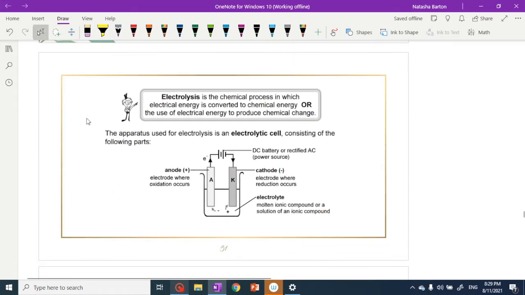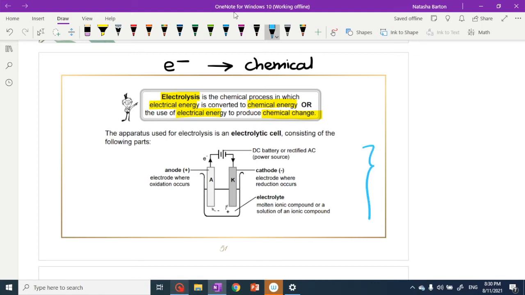Your electrolytic cell makes use of a chemical process called electrolysis. In electrolysis we say that electrical energy is converted into chemical energy, or we can say we use electrical energy to produce a chemical change. So one of the big differences between an electrolytic cell and a galvanic cell is that in the electrolytic cell, electrical energy is converted into chemical energy. So we use electricity to drive a chemical reaction. That is what is taking place here.